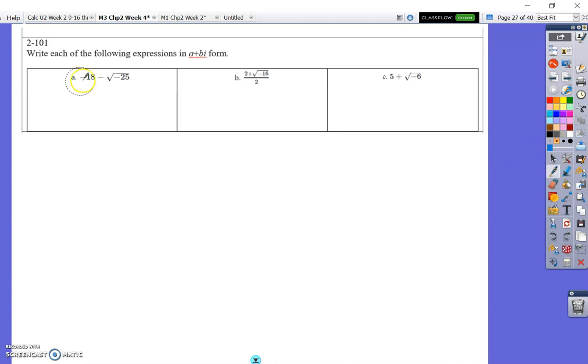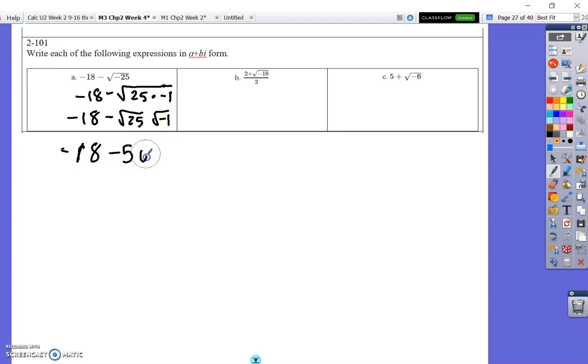So 101, we've got the quadratic formula. So we've got this negative 18 minus the square root of negative 25. So the square root of negative 25 can be written as the square root of 25 times the square root of negative 1. And so negative 18 minus 5, and the square root of negative 1 is i. And that's all they're looking for, is for you to do that to your functions.